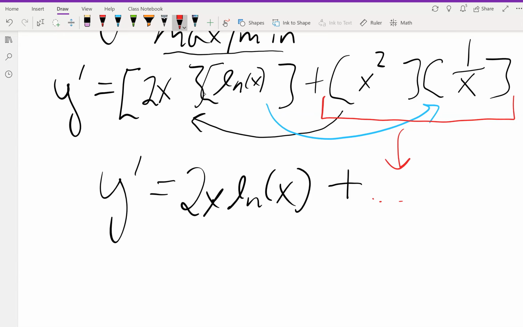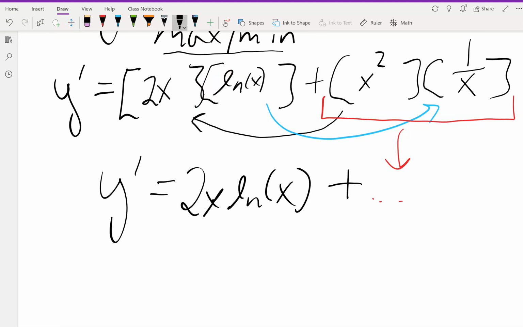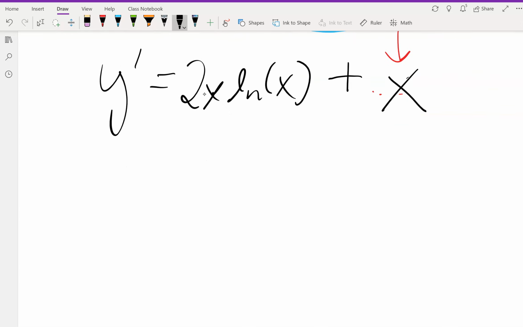So I would like to simplify this. Apologize for the tablet issue. It happens. So I would like to simplify this. The x squared times 1 over x, well, x squared times 1 over x is x. Think about that. X squared divided by x is 1x. So there's my derivative. All right, guys. So now we move on.